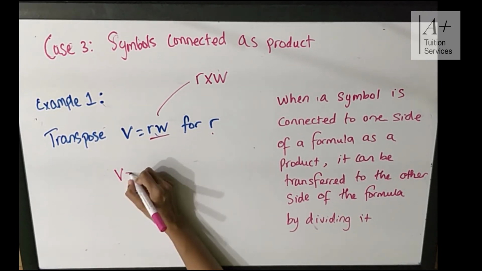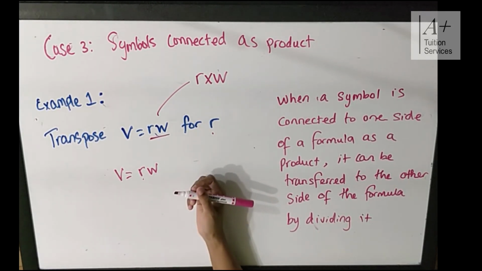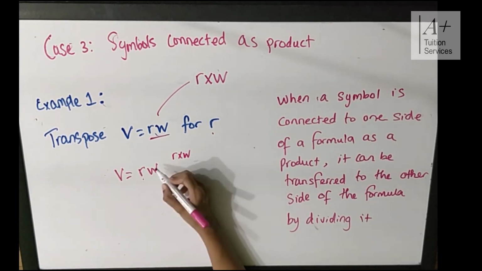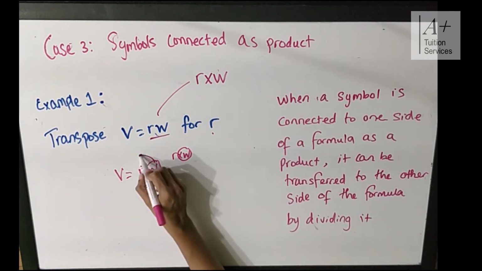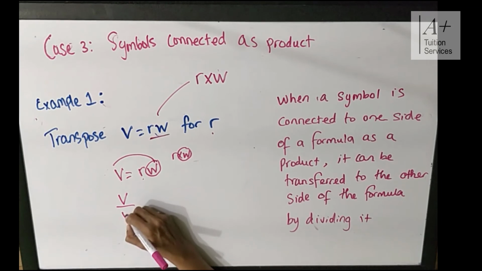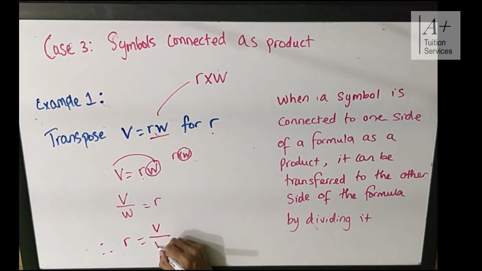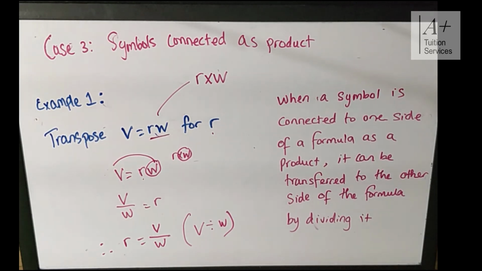So basically, in this formula V is equal to RW, we need to get R away from everything else and make it by itself. If RW means R multiplied by W, if we take this multiply by W and move it across, it will become divide by W. So V divided by W is equal to R, therefore R is equal to V divided by W. Some of you may write it like this as well, nothing wrong with that. At this level, we deal with a fraction. Hence, we make R the subject of the formula.